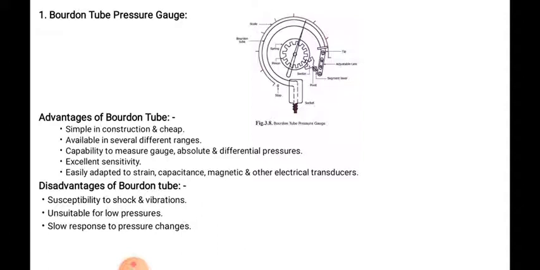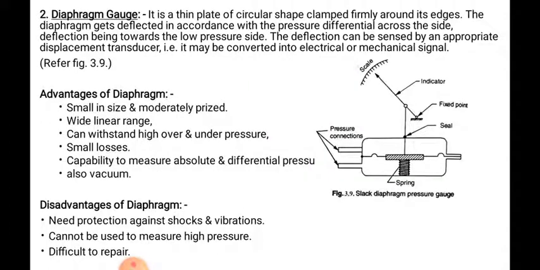Okay, so it has been measured in terms of a calibrated scale, that is, the displacement of the pointer on the circular calibrated scale. So this is nothing but the Bourdon tube pressure gauge. Now next is the diaphragm gauge.